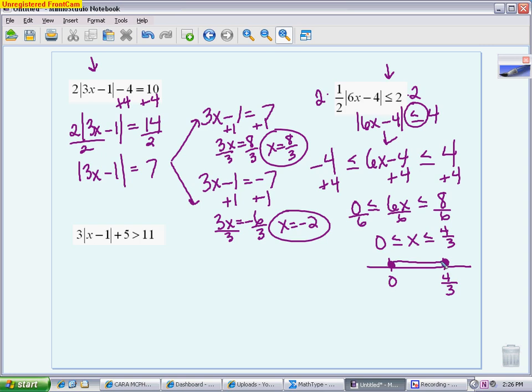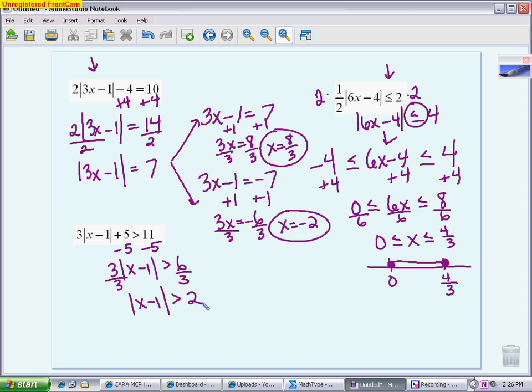The last problem also creates a compound inequality. You start with an absolute value. You need to isolate the absolute value. So first step is to subtract 5. So 3 times the absolute value of x minus 1 is greater than 6. Divide by 3. We're isolating the absolute value before we start working with our inequalities.